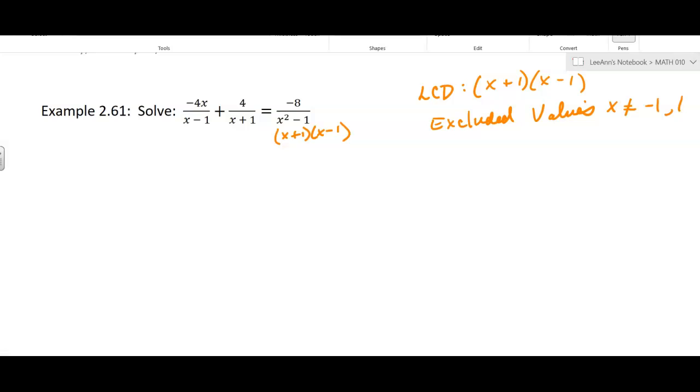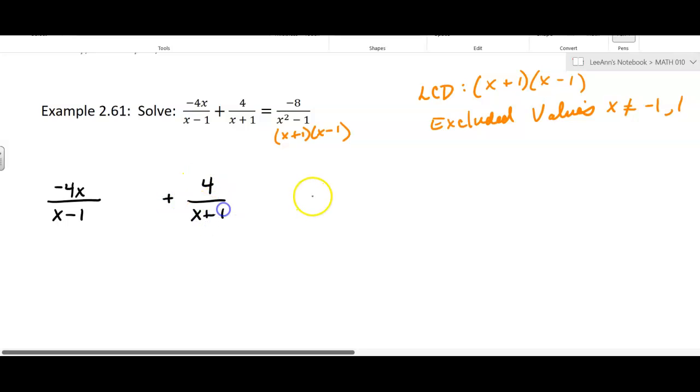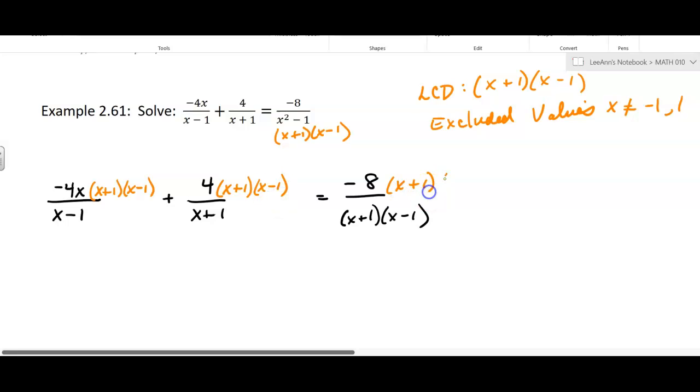Okay, so I usually rewrite this problem leaving some space. -4x over x minus 1 plus 4 over x plus 1 equals -8 over x plus 1, x minus 1. And then everybody gets multiplied by the LCD. X plus 1, x minus 1, x plus 1, x minus 1, and x plus 1, x minus 1.